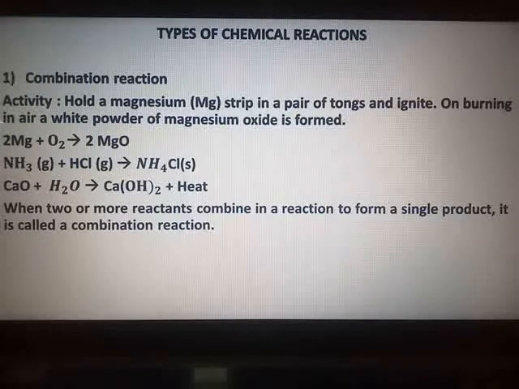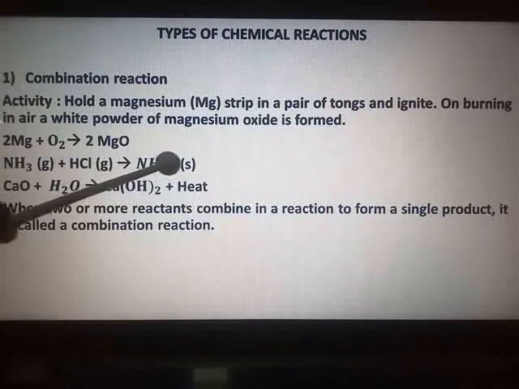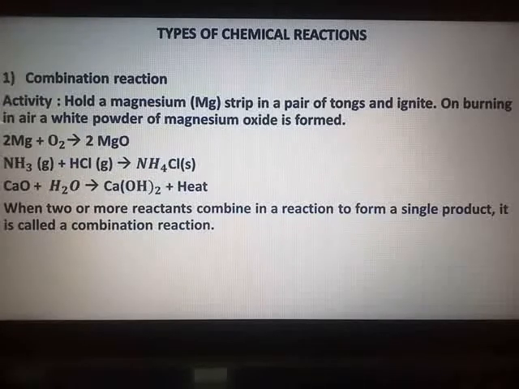You have to complete the empty space. Suppose they give blank plus HCl gives NH4Cl. So here you have to fill NH3, or NH3 plus HCl forming dash. So you have to complete the reaction. This is the second type. And then you have to identify what type of reaction it is.